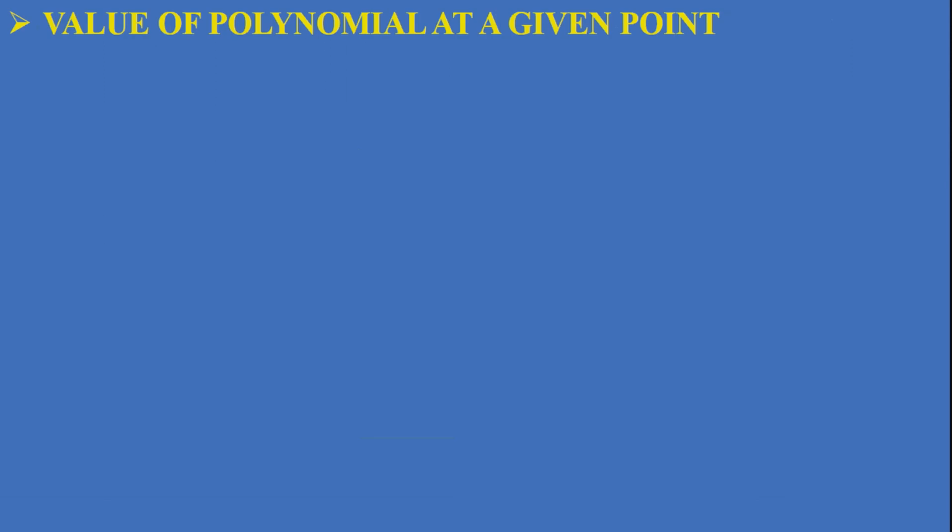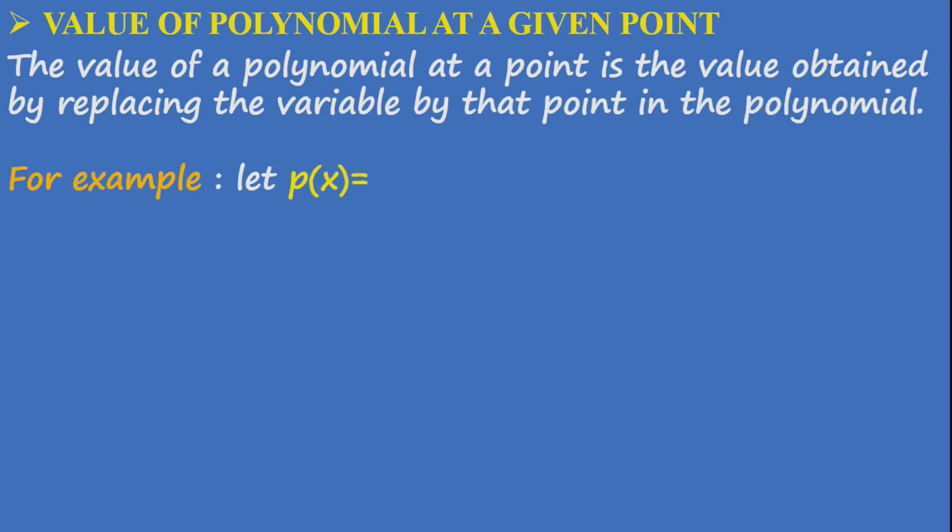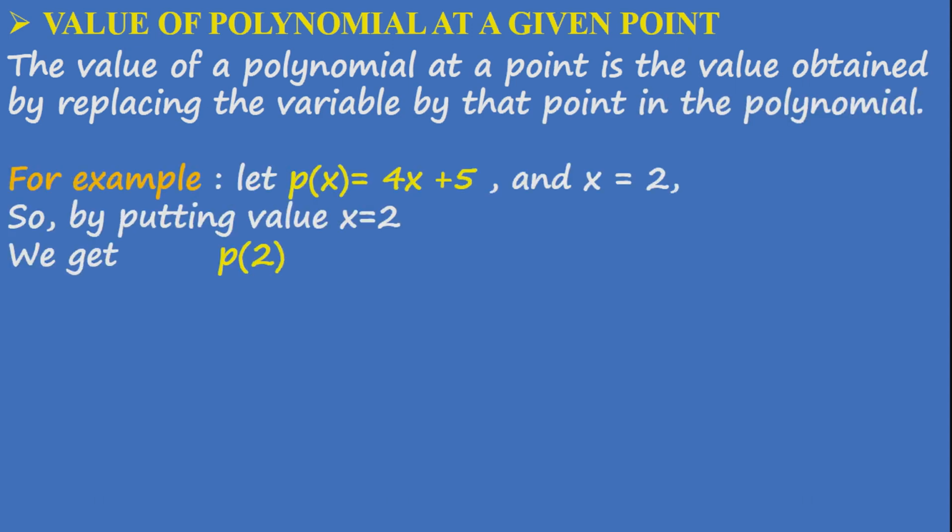Next, we talk about the value of a polynomial at a given point. It means let's say that any polynomial is given and we have to find the value of that polynomial. So how will we find that value? What we have to do is put the value of the given variable in this polynomial, and after that we can get the value of that polynomial. Now we take an example to understand it.